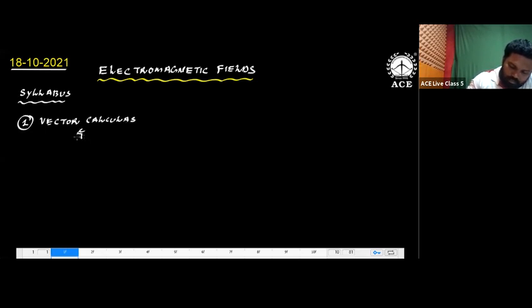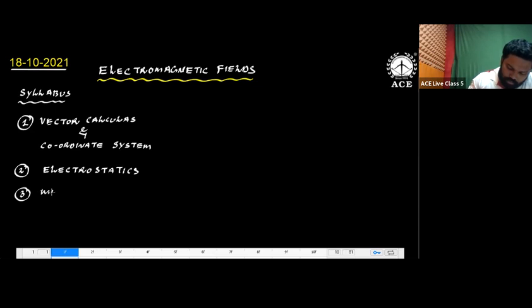and coordinate system. Topic number 2 is electrostatics. Topic number 3 is magnetostatics.